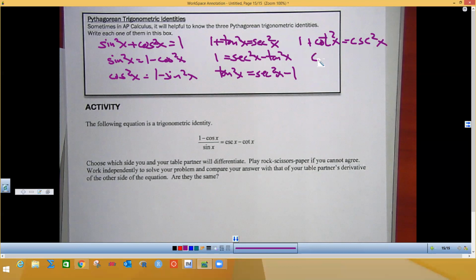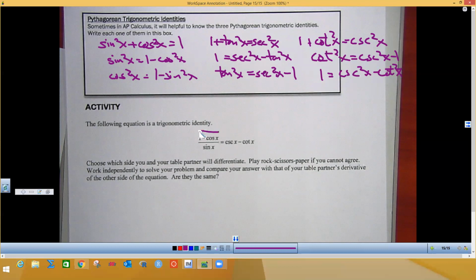I'm going to subtract 1 from both sides, and I get that cotangent squared x equals cosecant squared x minus 1. And then you could also subtract cotangent squared and you would get this. So those are all the trig identities from pre-cal.